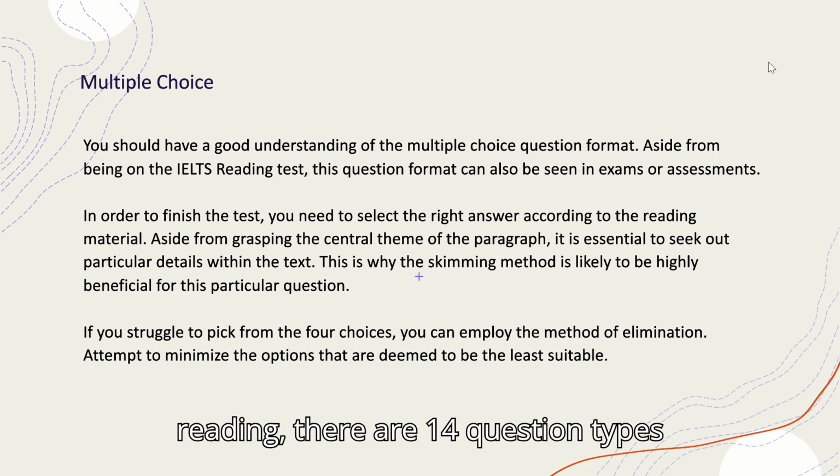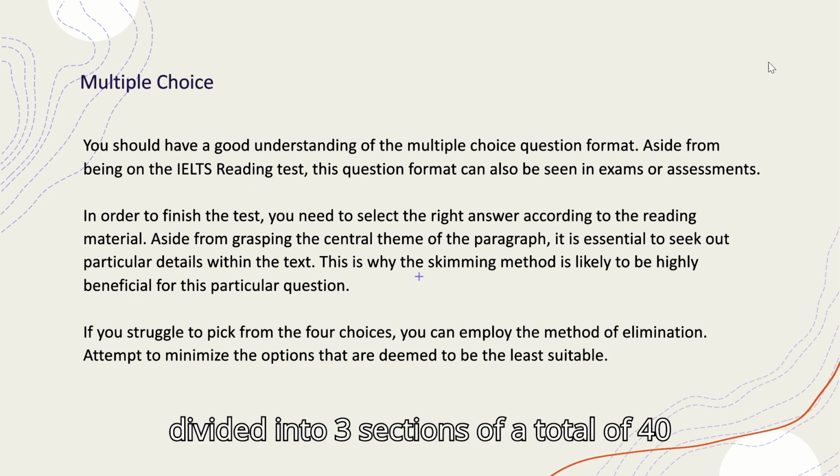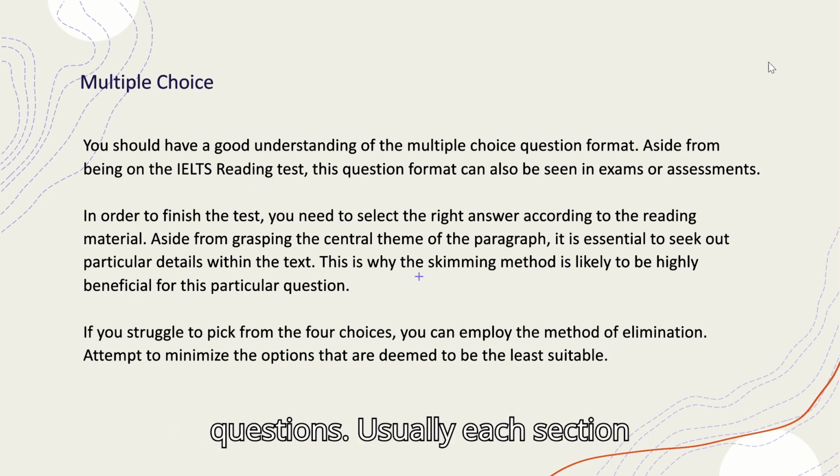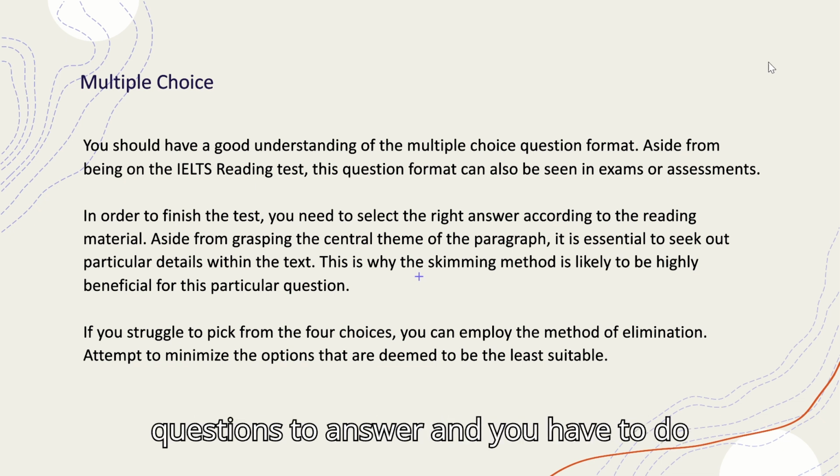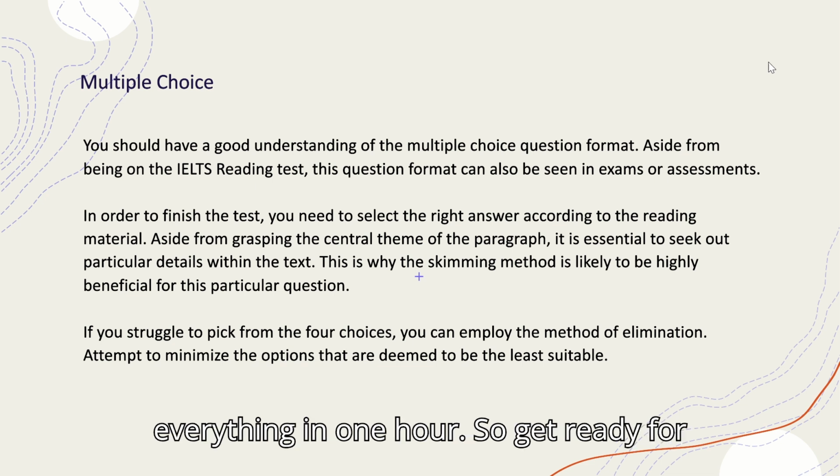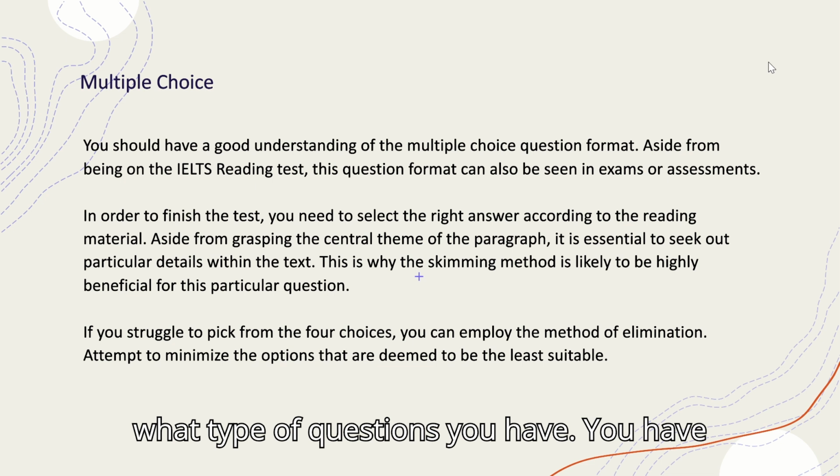In IELTS reading, there are 14 question types divided into three sections, with a total of 40 questions. Usually, each section has 3 to 4 different types of questions to answer, and you have to do everything in 1 hour. So get ready for what type of questions you have.